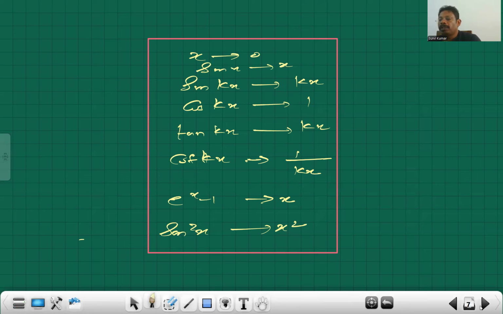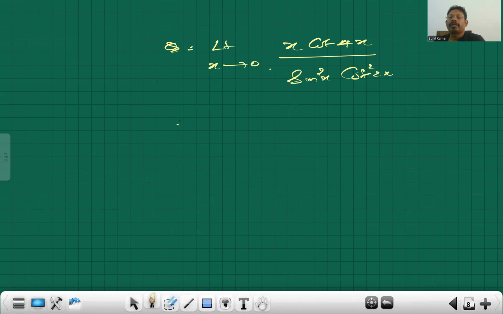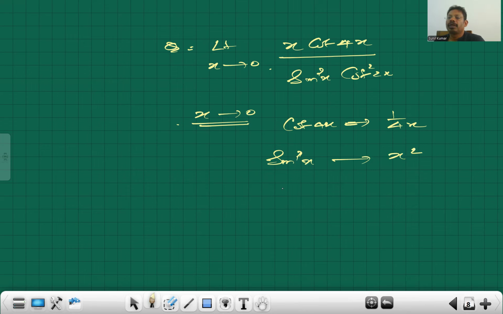So let me explain this with a small example. Whenever x is approaching 0, what is happening? This cot 4x is approximately equal to 1 by 4x, sin square x tends to x square, and cot square 2x tends to 1 by 2x the whole square. These are the things we got from here. So what will be the left hand side?